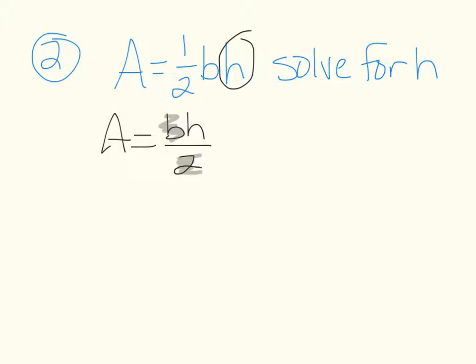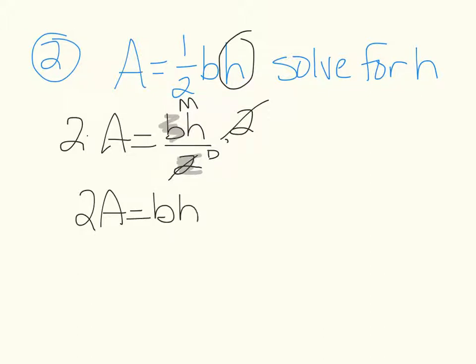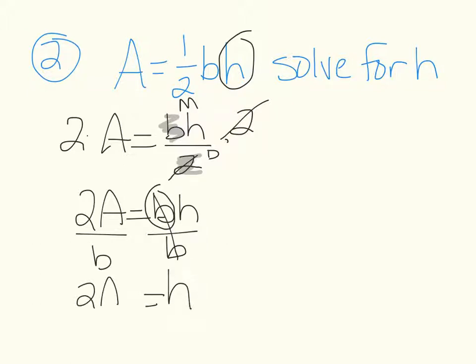Okay, so let's think about that. What is the b doing to the h? Well, it's multiplying. And what's the 2 doing to the h? It's dividing. Okay, so we want to do opposite operations. So if I want to get rid of the 2, I'm going to multiply. So I'm going to multiply the other side. So right now I have 2a equals b times h. Okay, now again, we still have to get rid of the b, and we said it was multiplying, so we're going to divide by b. All right, b's cancel, so I have h equals 2a over b, and that's my answer.